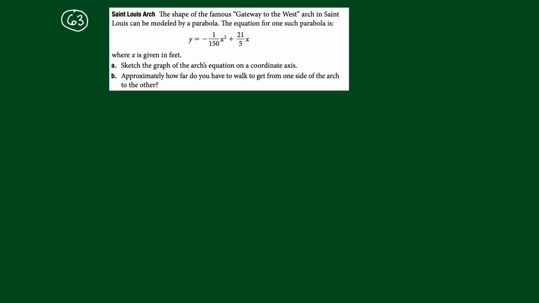Well, apparently the Gateway to the West Arch in St. Louis can be modeled by this parabola. Now notice it's a parabola, right? It's squared and it's negative, so this is a parabola that opens downward. It's going to look like this. Here's the ground a little bit more level, and here's that arch.